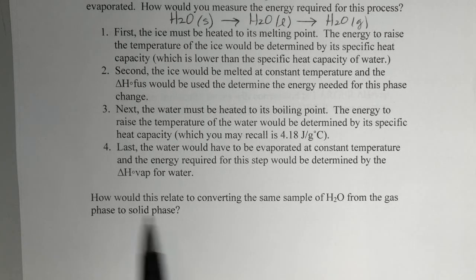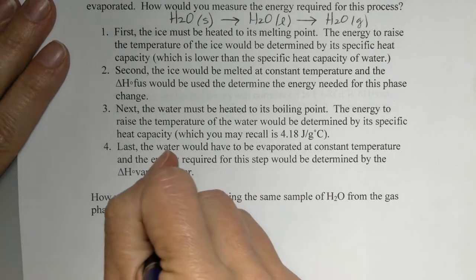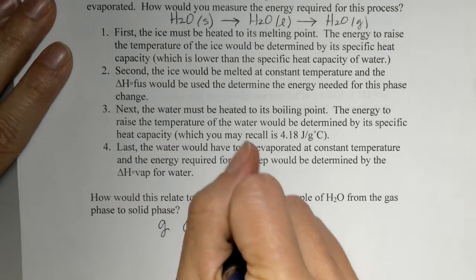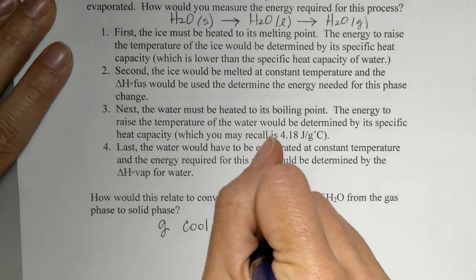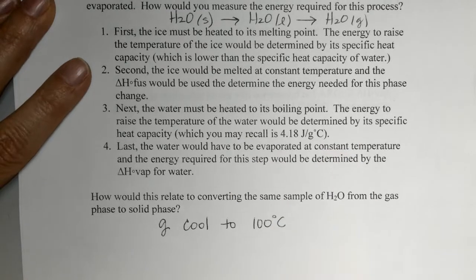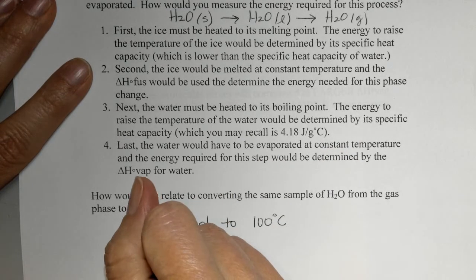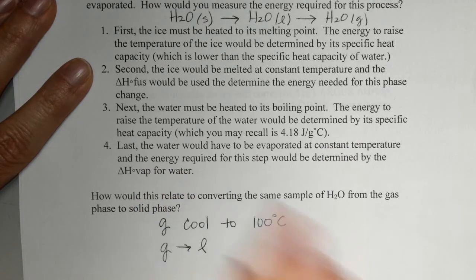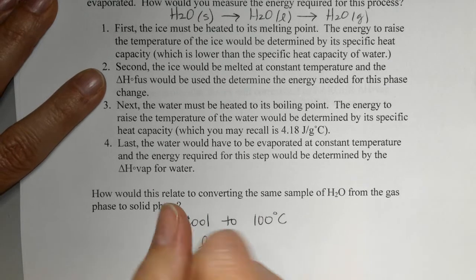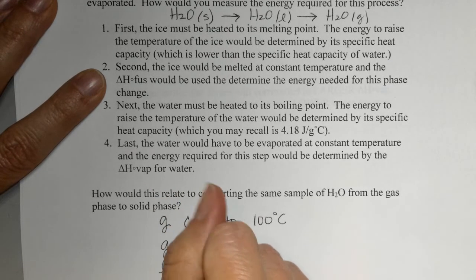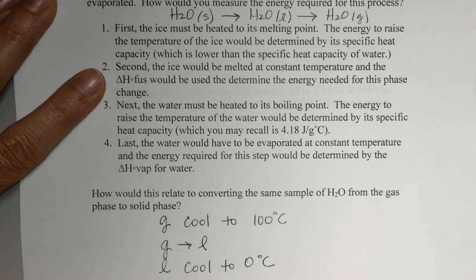It would just be the opposite, right? So first thing is the gas, you'd have to cool it to 100 degrees Celsius, right? Then you would have to take the gas to the liquid. Then for the liquid, you'd have to cool it to 0 degrees Celsius, and then you'd have to take the liquid and convert it to a solid.